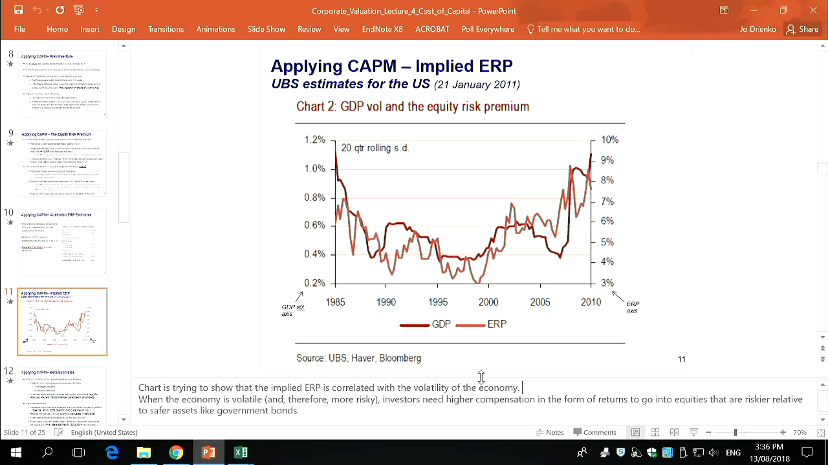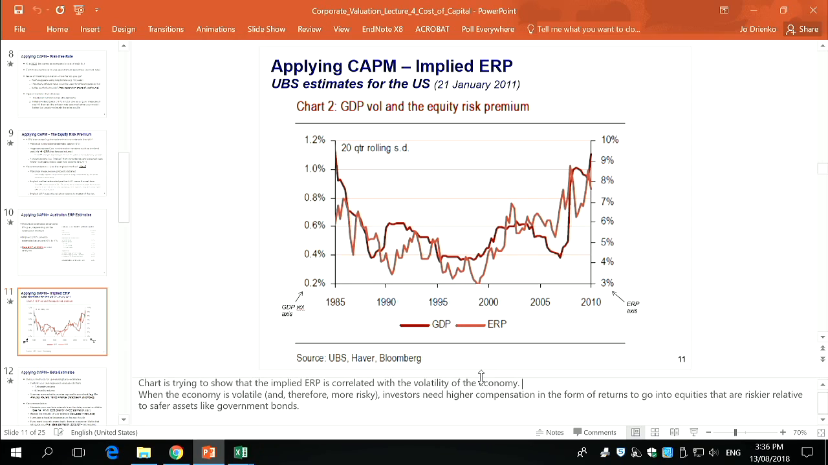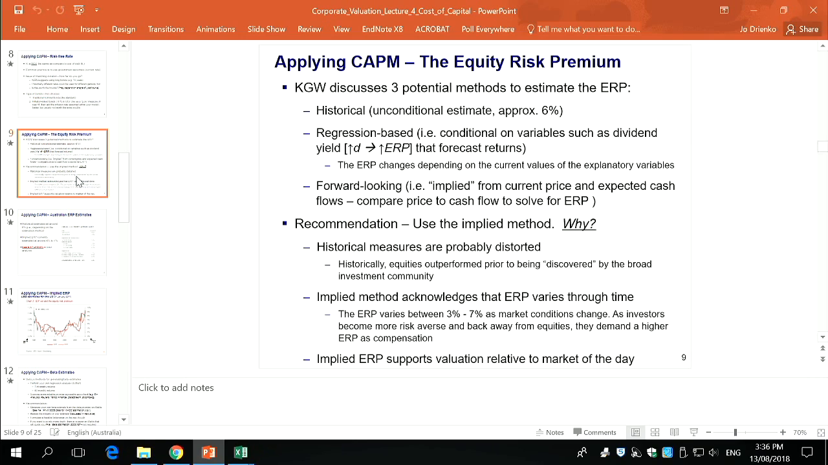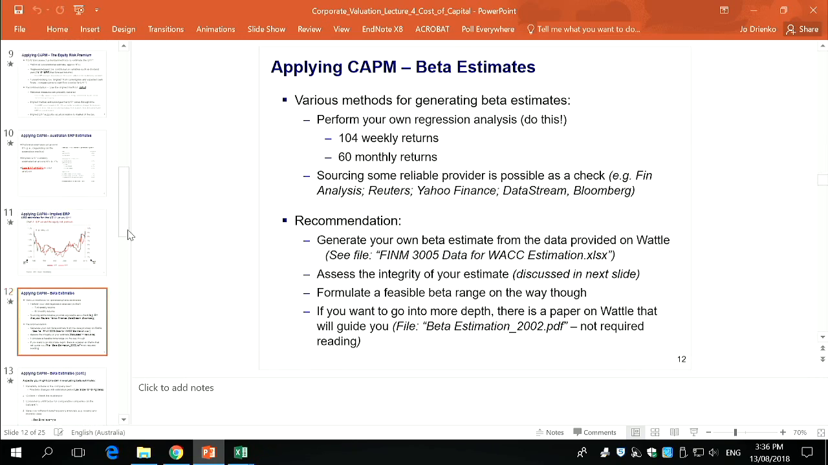The point is, when the economy is volatile and risky, and we have a financial crisis or whatever it is, the ERP goes up. The ERP really goes up. Okay, so that's the ERP. So we have the ERP, we have the risk-free. Now let's talk about the beta.